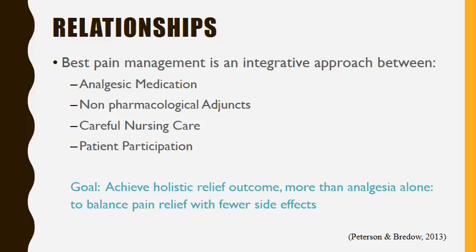There are several relationships between each concept in this theory. Each concept is a different intervention, but when each intervention is used together, it creates the best pain control with the least amount of side effects. The use of analgesics, non-pharmacological interventions, nursing care, and patient participation all create a relationship with the one goal of pain relief. When using these things together, the nurse uses a holistic approach that creates a balance between pain relief and side effects.